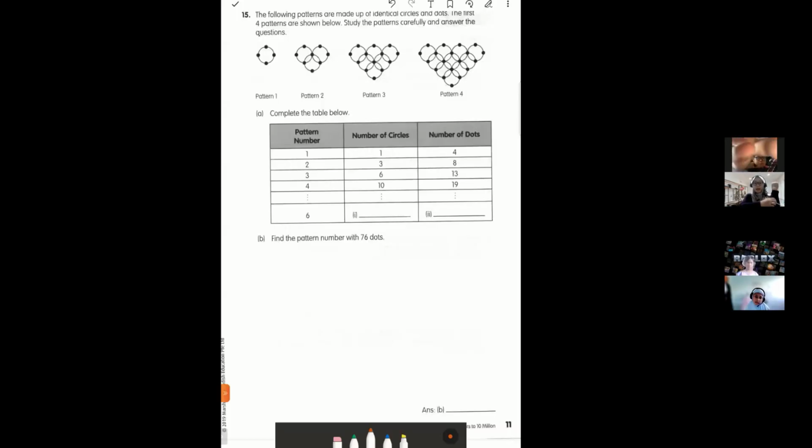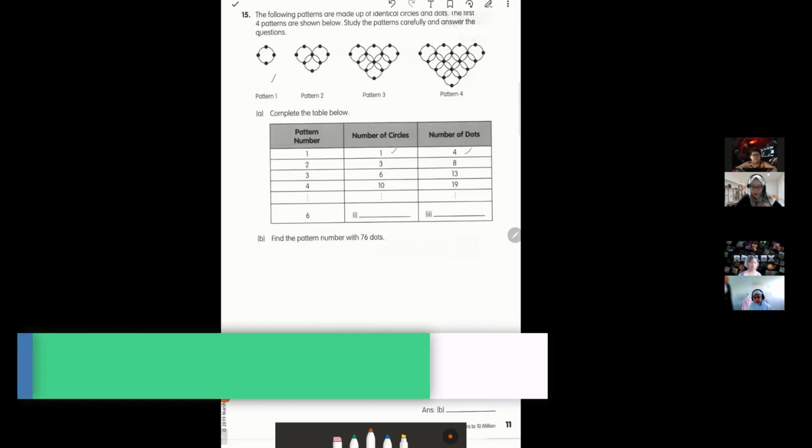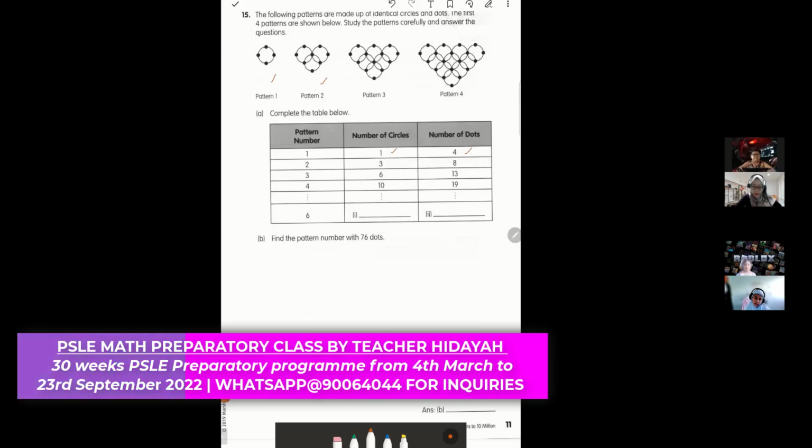The following patterns are made up of identical circles and dots. The first 4 patterns are shown below. Study the patterns carefully and answer the question. Pattern number 1, number of circles is 1, number of dots is 4. Pattern number 2, number of circles 3, number of dots 8. Pattern 3, number of circles 6, number of dots 13. Pattern 4, number of circles 10, number of dots 19. They want you to fill up for pattern number 6.